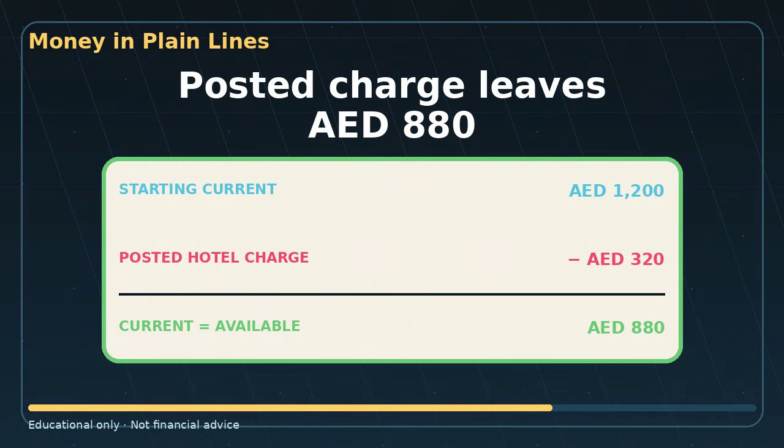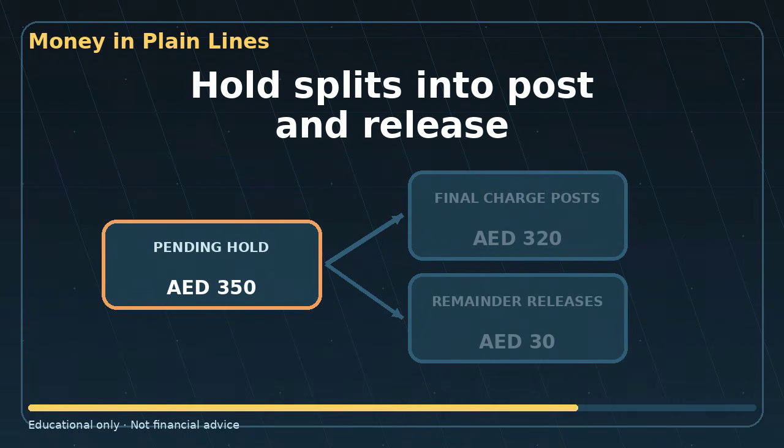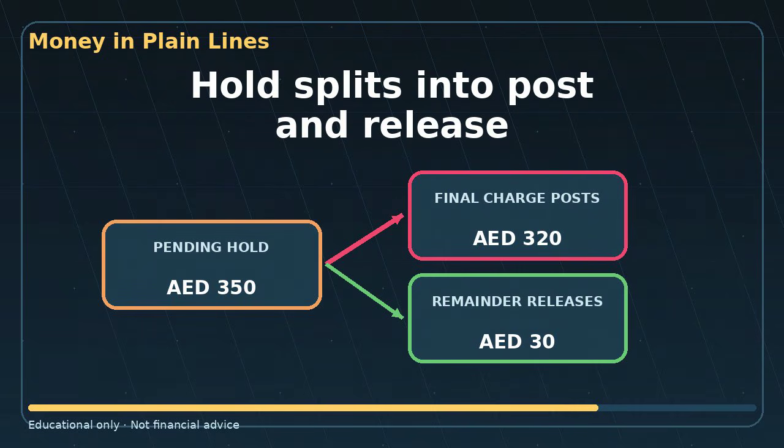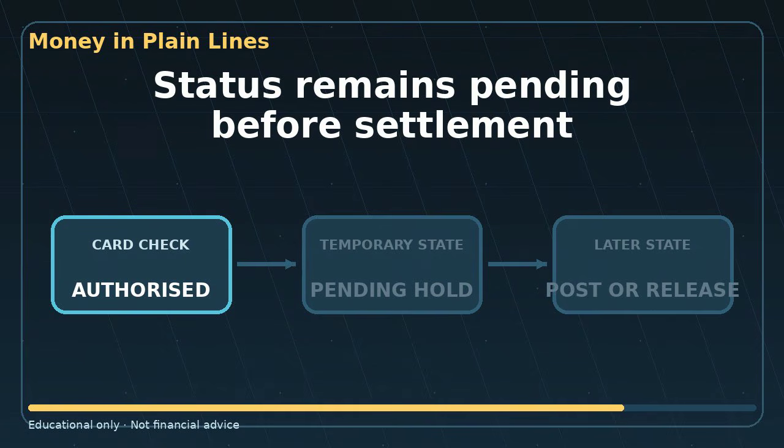The screen can identify the authorized amount and its pending status, while the later path remains labeled post or release, so the honest interpretation avoids claiming a final merchant charge before the account actually displays one as settled. The subtraction AED 1,200 minus AED 350 equals AED 850 explains the temporary available figure, while the later subtraction AED 1,200 minus AED 320 equals AED 880 explains the settled figure, and keeping those two moments separate prevents the pending hold from being mixed into the final ledger arithmetic.